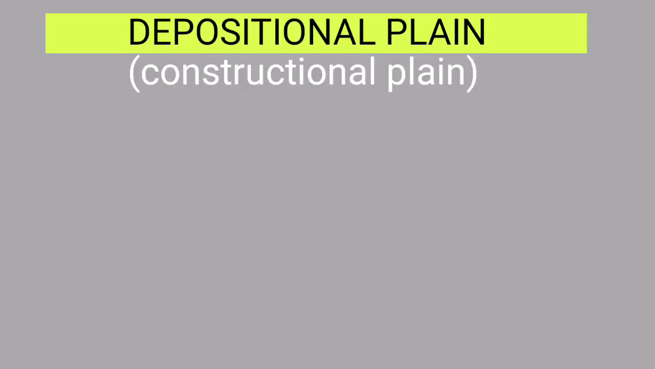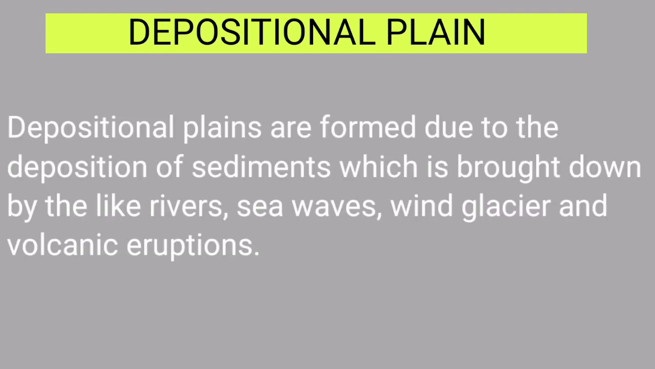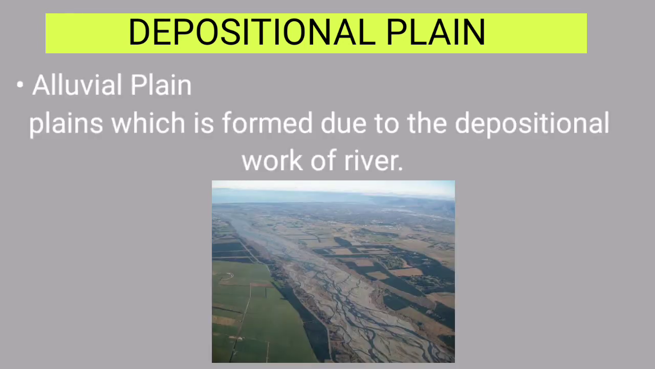Depositional plains are also known as constructional plains. Now it is generally formed by the deposition of sediments which are brought down by the rivers, glaciers, wind, sea waves and also the volcanic eruptions. Now let us see the various types of depositional plains. The plains which are formed by the depositional work of rivers are known as alluvial plains. In alluvial plains also we have subtypes.